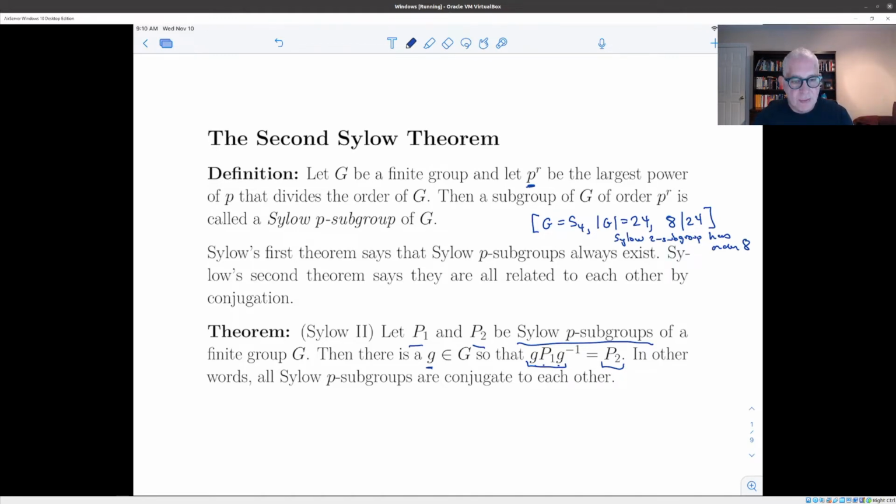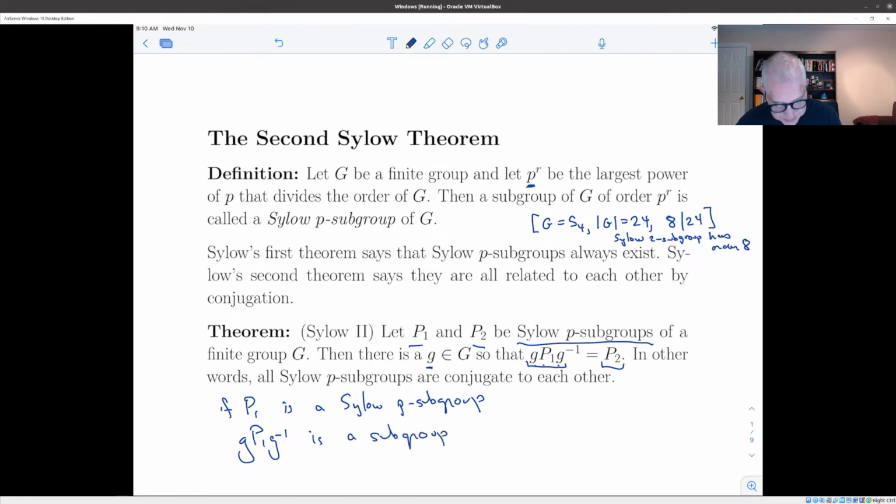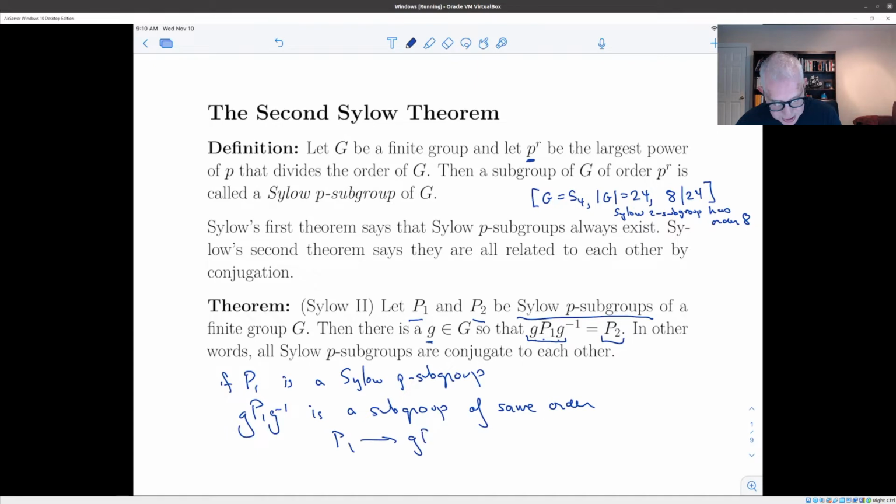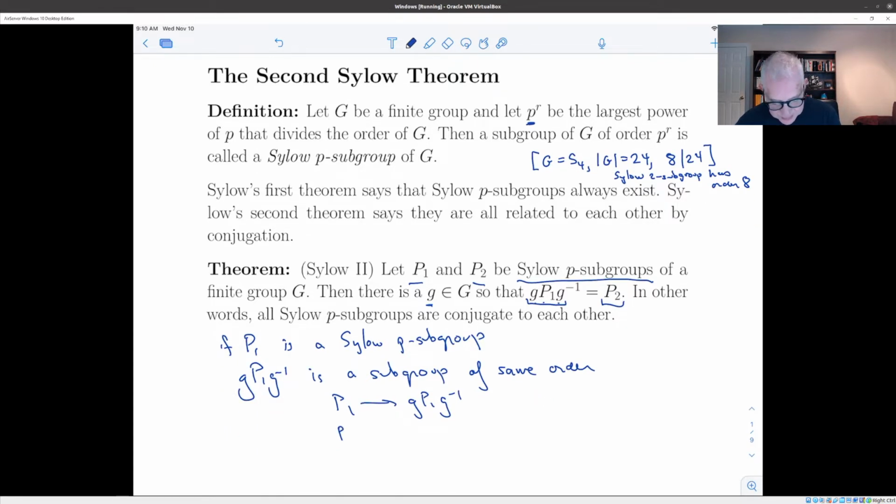And I should remark, one thing is clear, or at least not too hard to see, namely, if P1 is a Sylow p subgroup and you conjugate it, this is also a subgroup, and its order is the same, because the map from P1 to g P1 g inverse given by conjugation, x goes to g x g inverse, is an isomorphism. And of course, its inverse is y in the conjugate goes to g inverse y g. So therefore, if you have a group whose order is p to the r and you conjugate it, you get another subgroup whose order is p to the r.